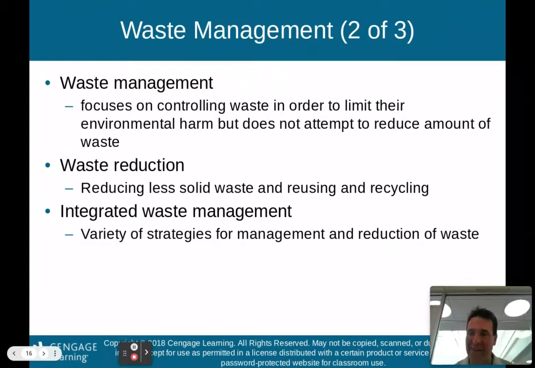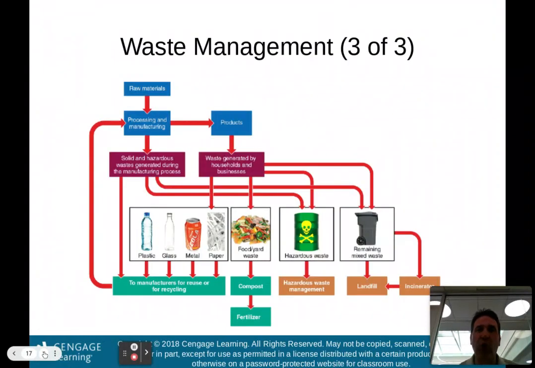So integrated waste management basically takes both, right? Takes waste management and waste reduction and combines them into various strategies where we can do both, where we can, A, manage the waste that we have already, and two, try to reduce the waste so that we don't have to manage as much down the road. So that's called integrated waste management. That's what we're looking at here. So again, for instance, raw materials come in, right?